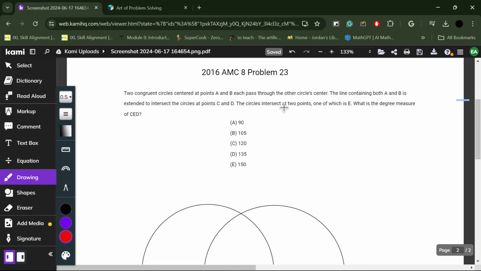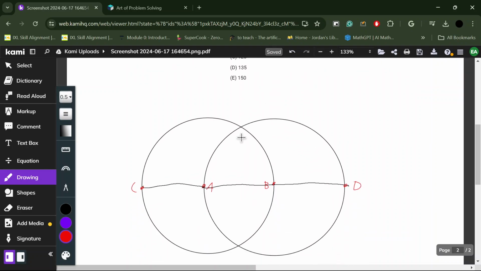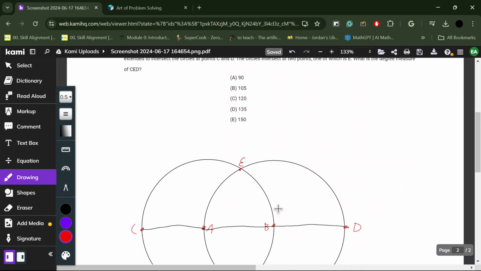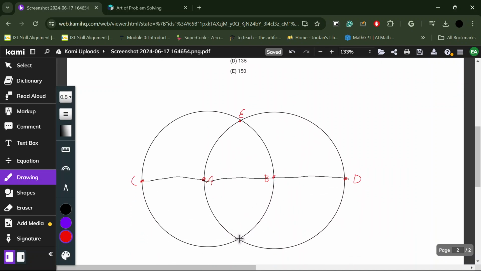Last thing to label, it says the circles intersect at 2 points, one of which is E. So let's look where they intersect. This is a point of intersection because both circles are touching each other at this point. So this can be E. And it says one of which is E. But really, it doesn't matter which one we choose. So I'm just going to label this one as E as well. Okay, let's get on with the problem.